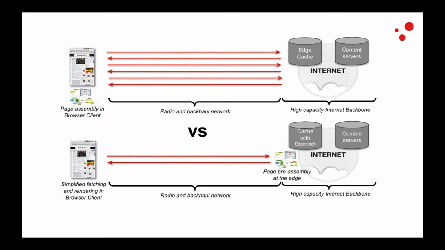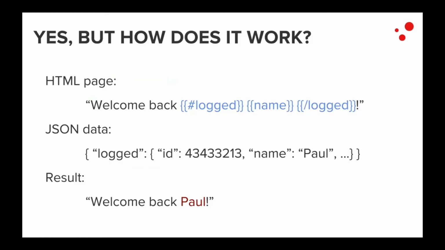Bandwidth is still quite expensive nowadays, and mobile connection is really not the best we have seen so far, I will say. So we really need to have a caching layer with Edgestash where you can pre-assemble everything at the edge. Okay, so now you might think, yeah, that's wonderful, but what is Edgestash exactly?